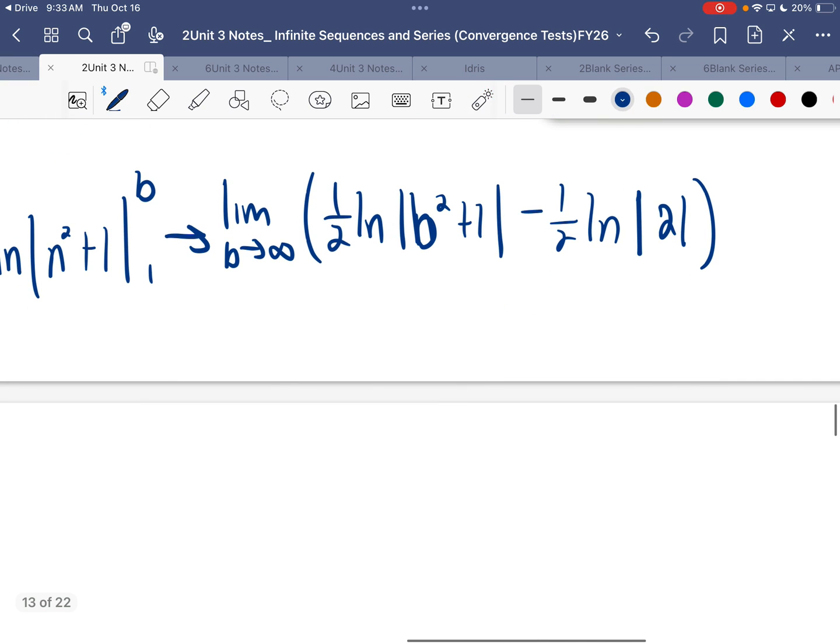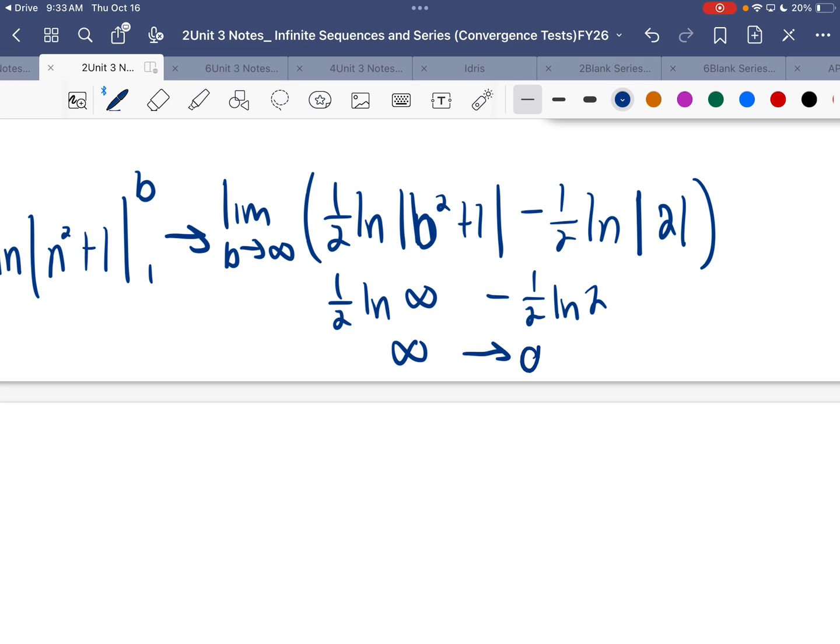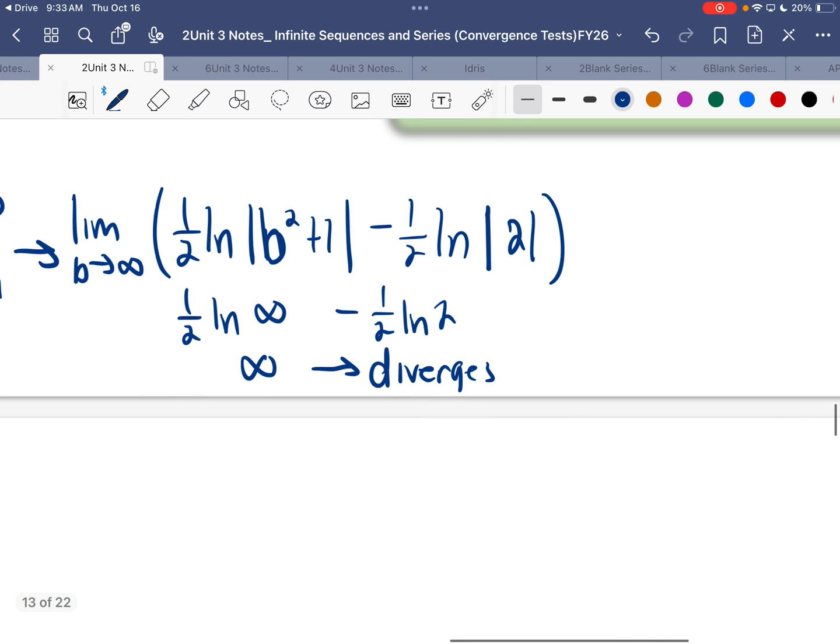Sad. Okay, so when we evaluate the limit, sorry, it's catching up with me. We're going to have 1/2 ln infinity squared plus 1 minus 1/2 ln 2. What is ln going to infinity? Infinity. So the integral diverges. Since the integral diverges, what does that mean about the series? Also diverges.